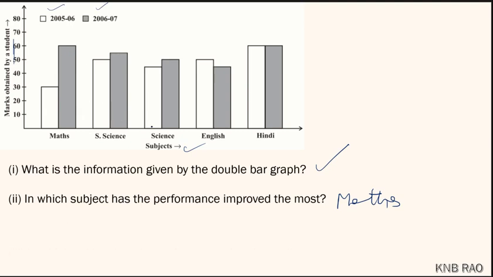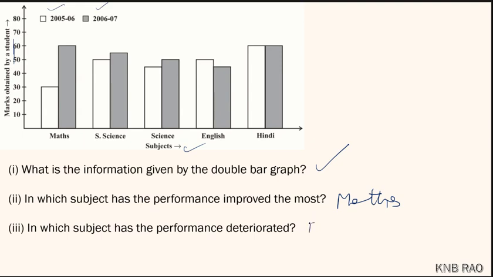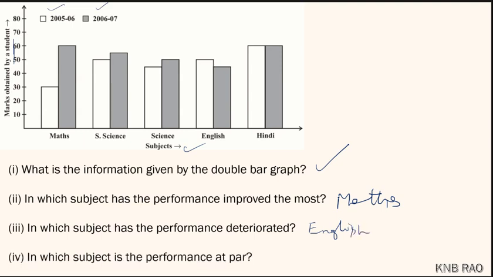Then coming to the third question, in which subject has the performance deteriorated? Deteriorated is decreased. If you observe, in English his performance has gone down compared to the previous year. Then fourth question, in which subject is the performance at par? At par means equal. So in Hindi you could see he has performed the same way in both the continuous years.